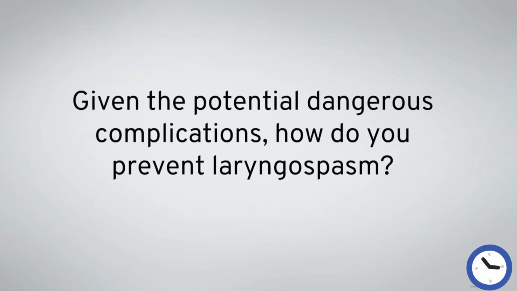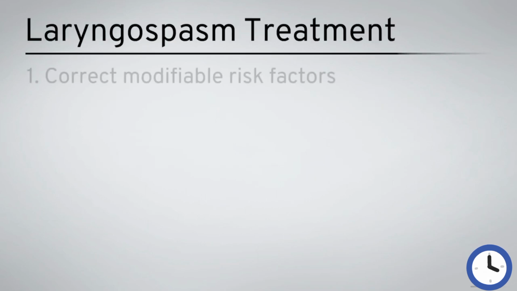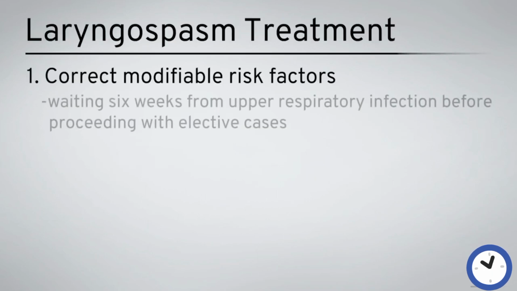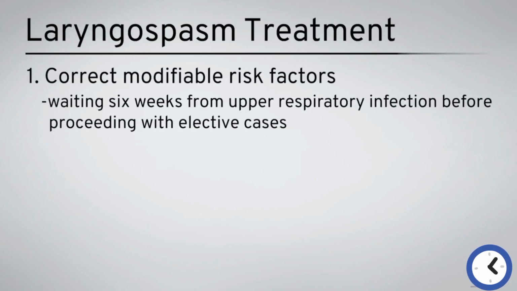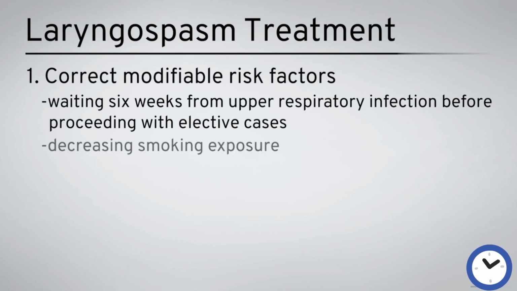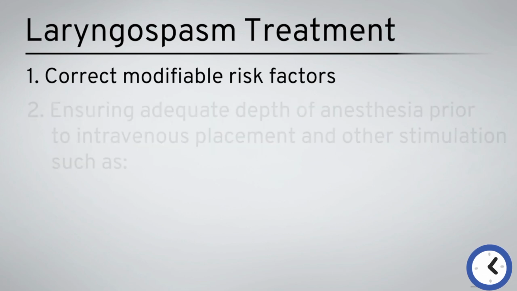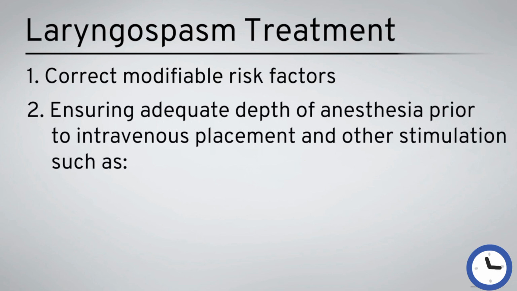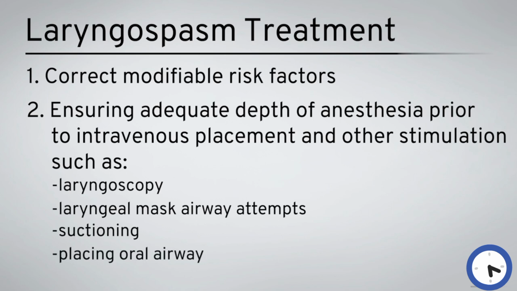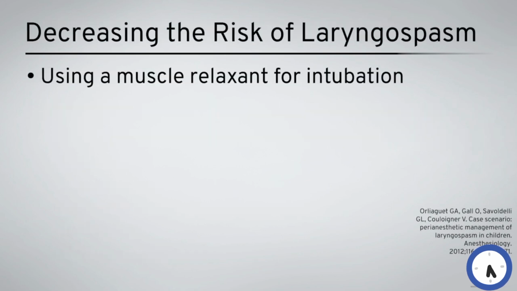Given the potential dangerous complications, how do you prevent laryngospasm? First, correct modifiable risk factors such as waiting 6 weeks from upper respiratory infection before proceeding with elective cases, or decreasing smoking exposure. Second, ensuring adequate depth of anesthesia prior to IV placement and other stimulations such as laryngoscopy, LMA attempts, suctioning, and placing oral airway can also prevent laryngospasm. Using a muscle relaxant for intubation decreases the risk for laryngospasm.